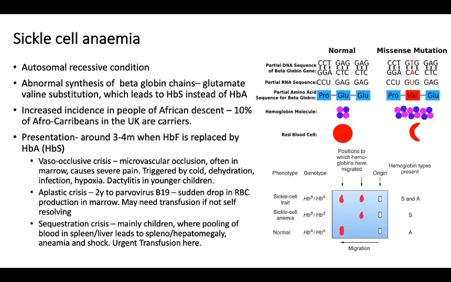And finally, another way in which they can present is through a sequestration crisis. This happens mainly in children, where blood starts to pool within the organs, be it the spleen or the liver. It can then lead to splenohepatomegaly and can lead to an anemia or shock due to poor end organ perfusion of the other organs. So this is quite serious. In this case, they will need an urgent transfusion.